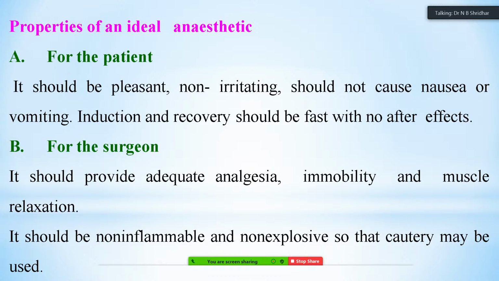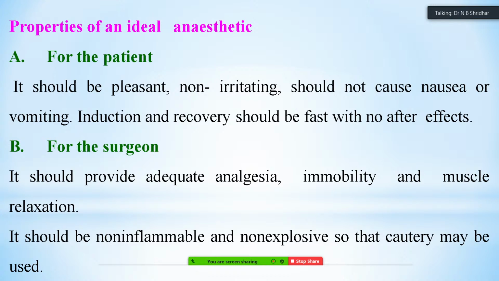So, the properties of an ideal anesthetic. There are a variety of properties that make an ideal anesthetic. It should be very pleasant and non-irritating to the trachea or the respiratory tract and should not cause nausea or vomiting. Suppose the gas has a pleasant odor, then the patient feels very happy, or else if it has a pungent odor, then he may have nausea or vomiting. Induction and recovery should be very fast, with no after effects or hangover.